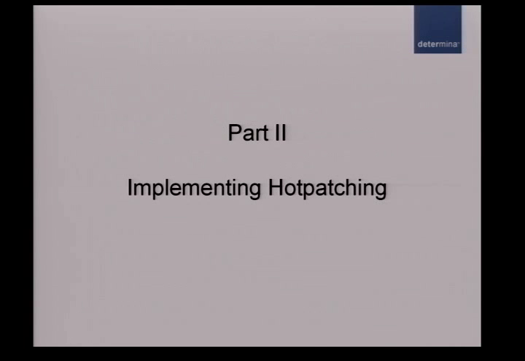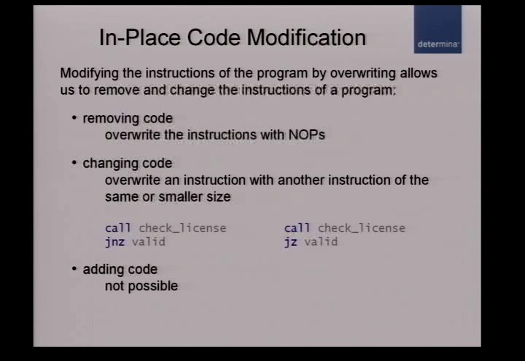So now we're going to move on to how to implement these hot patching systems. The simplest form of hot patching is to just modify the code in place. You can use this to remove code from the application by overriding its instructions with no-op instructions. You can also use it to replace some instructions with others. One limitation here is that the instructions have to be of the same size or possibly smaller. You cannot add new code to the application.